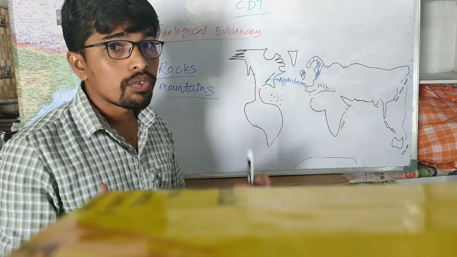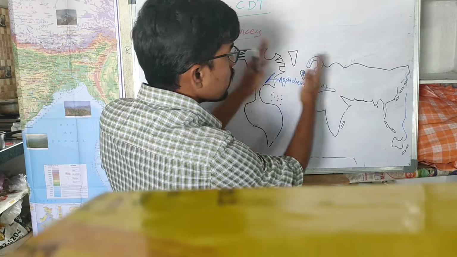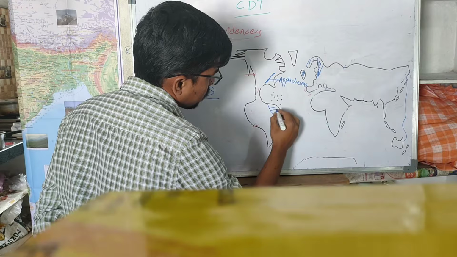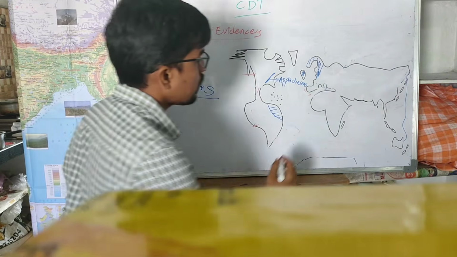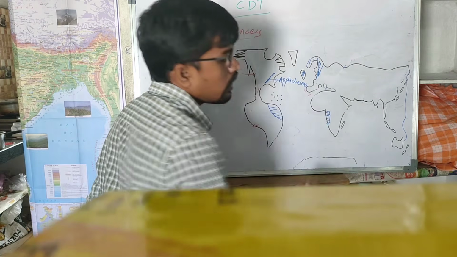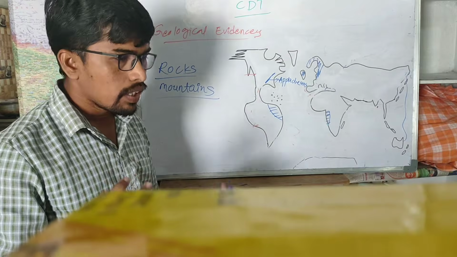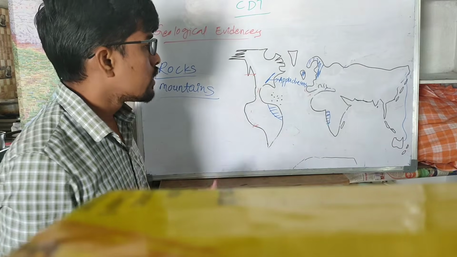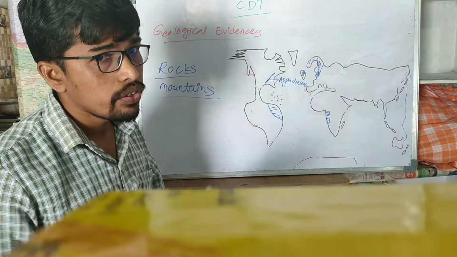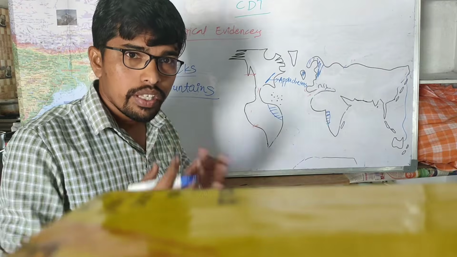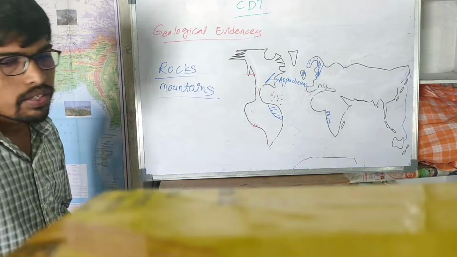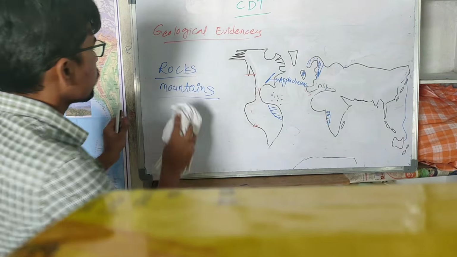That means once they were united with each other, and they are separated right now. Like that only, in Brazil in South America, and some parts of Africa, there are also the same type of rocks with the same properties. So this is one of the evidences that the continents were once united. Right now they have drifted away from each other. So this was one of the geological evidences.